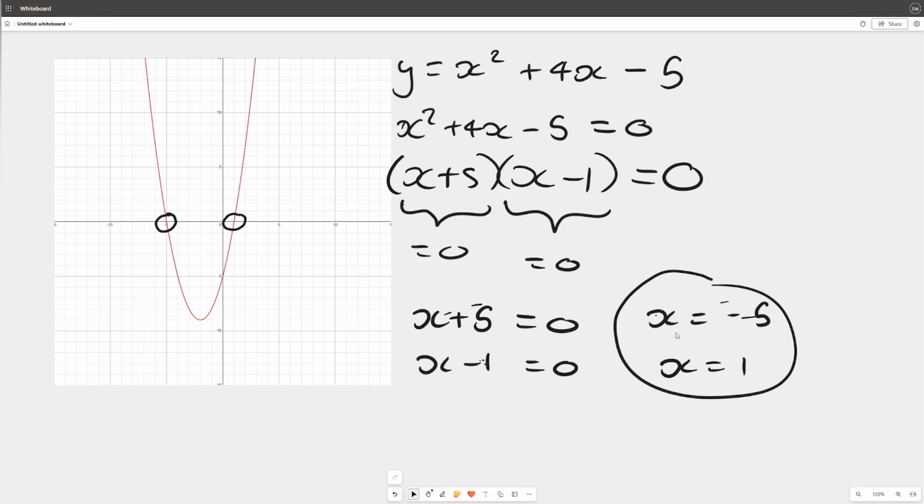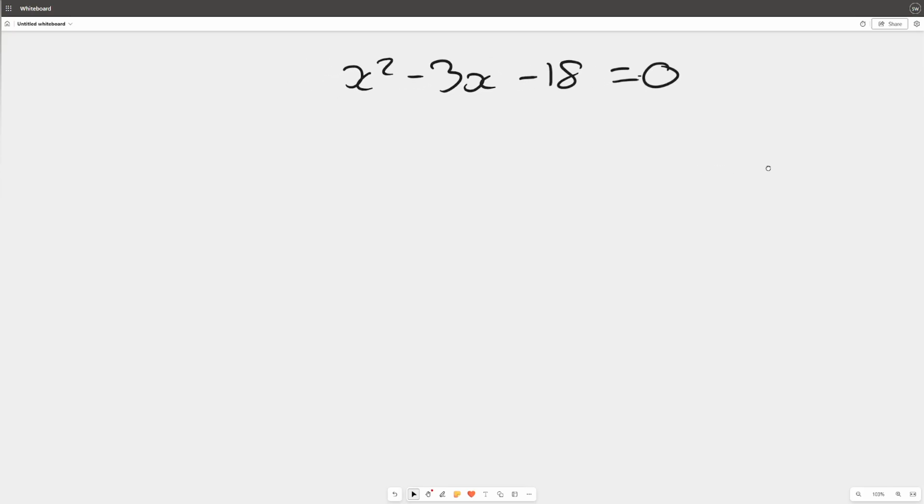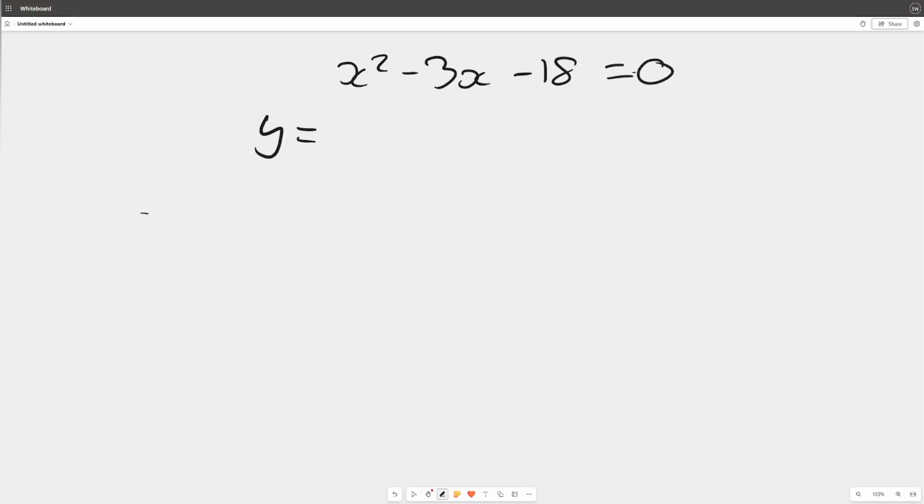So let's have a look at another example. So this example is x squared minus 3x minus 18 equals 0. I don't have the graph for this one, but again we're going to be looking for where the equation y equals x squared minus 3x minus 18 crosses the x-axis. If you're given a graph in your exam and it tells you to find the roots or the solutions to an equation, say an expression like this, it is asking for those points where it crosses the x-axis. So let's solve this equation equal to 0.